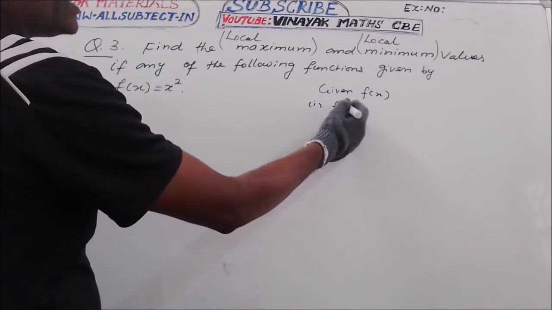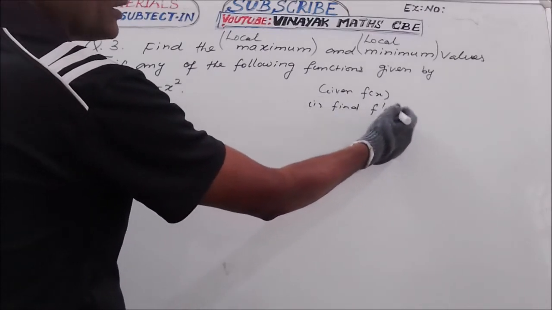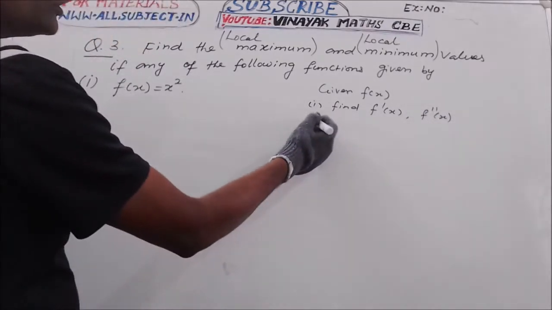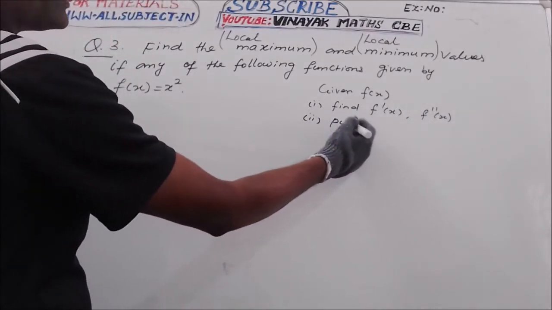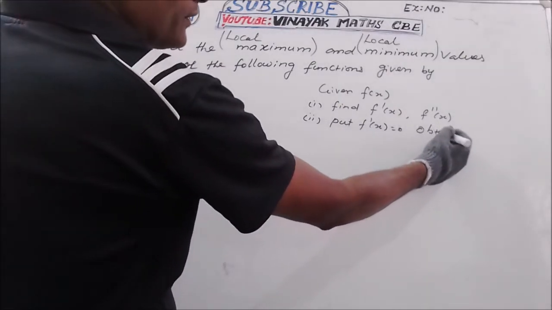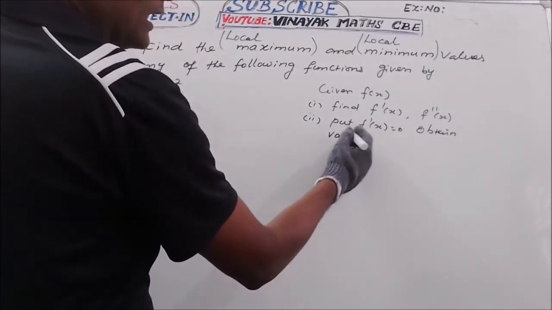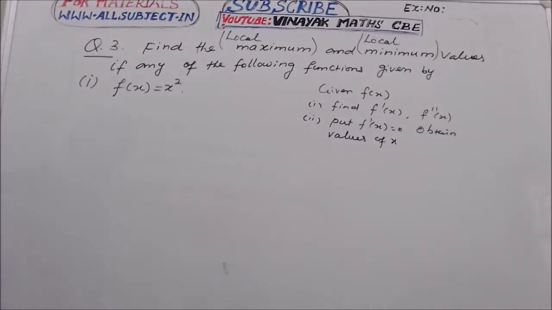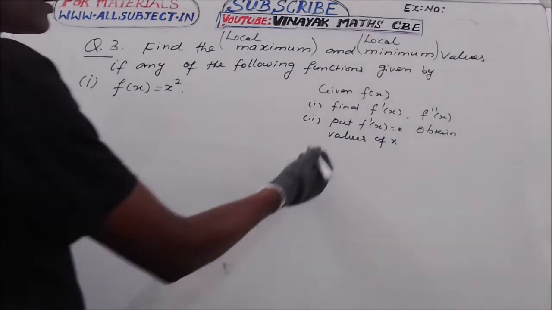1. Find f dash of x and f double dash of x. 2. Put f dash of x is equal to 0. Obtain the values of x.